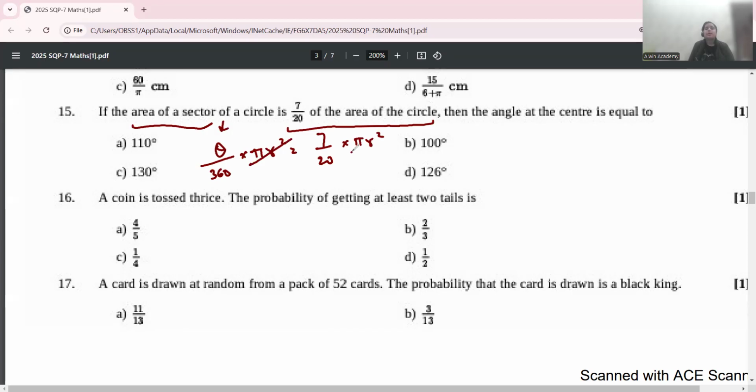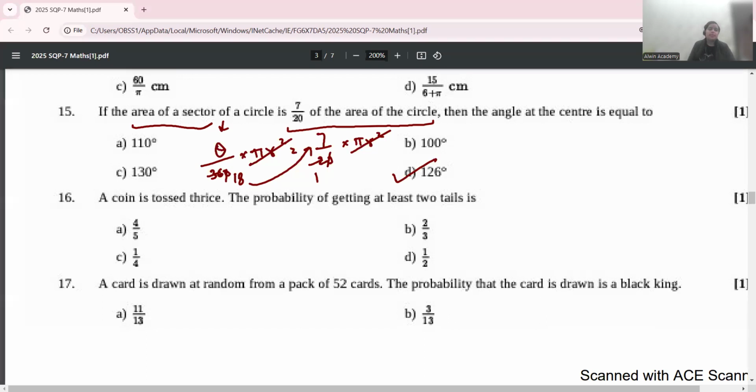So pi r square gets cancelled out, 0 0 cancelled, 2 ones are 2, 18s are 18. We multiply 18 with 7, transposing it to the other side. 18 sevens are 126. So theta is option number D, 126 degrees.